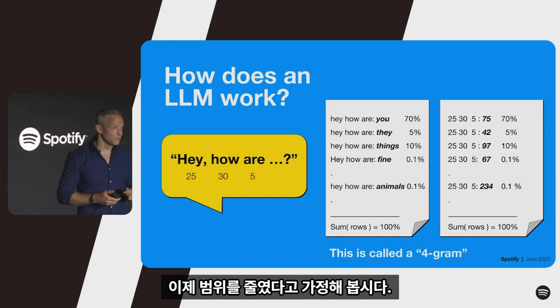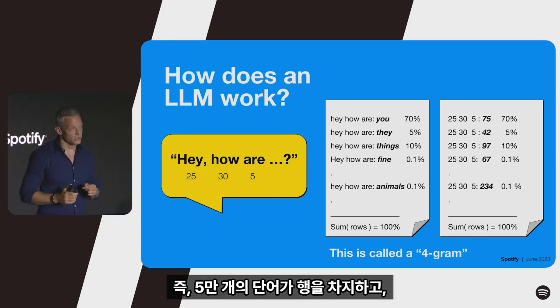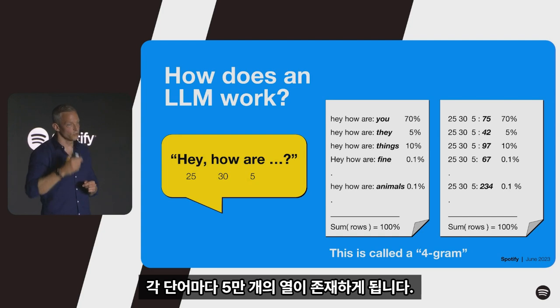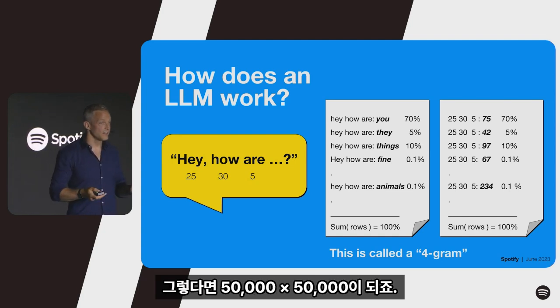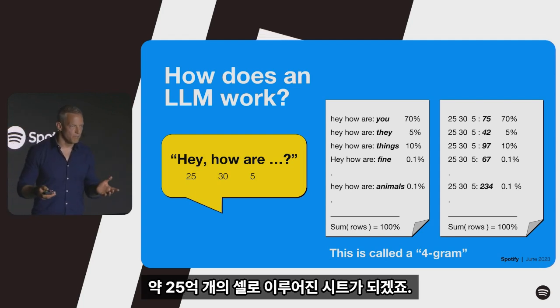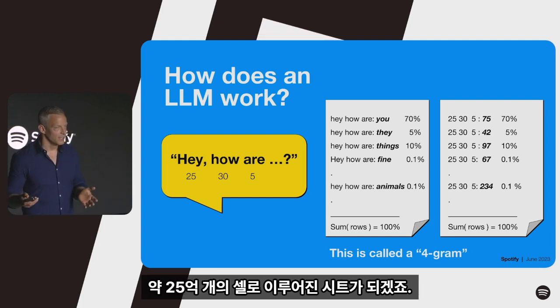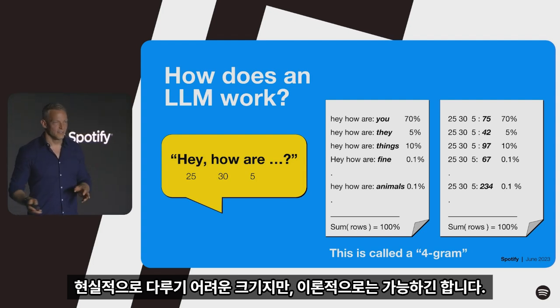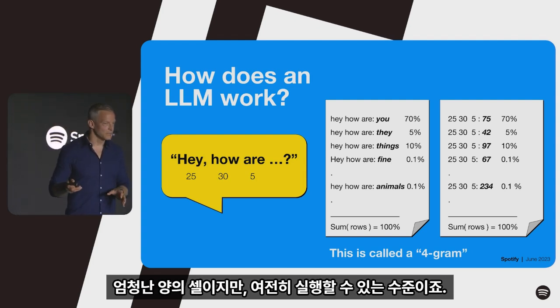So now we made it smaller. You now have 50,000 rows of words, and you have 50,000 columns for every such word. So that's 50,000 times 50,000. That's actually a pretty big Excel sheet. It's like 2.5 billion cells or something. So it's a pretty unwieldy Excel sheet, but it's still sort of doable. It's a lot of cells, but it's doable.